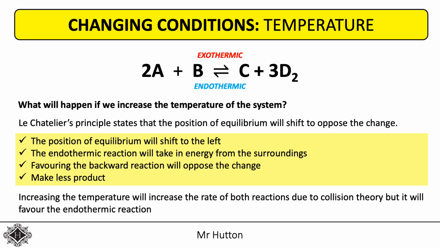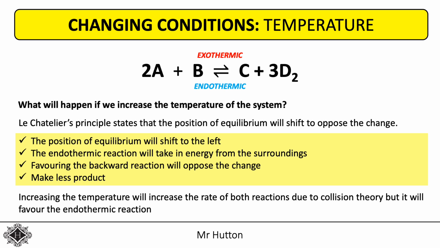So just to mention with that, we've looked at rates previously, and we've said how rates increase. So increasing the temperature will increase the rate of a reaction, and that is true. But what it's doing here is increasing the rate of both the forward and the backward reaction, based on collision theory and based on those particles having more energy, colliding more frequently with the activation energy. But when we've got a reversible reaction, the temperature change will favour one reaction over the other.